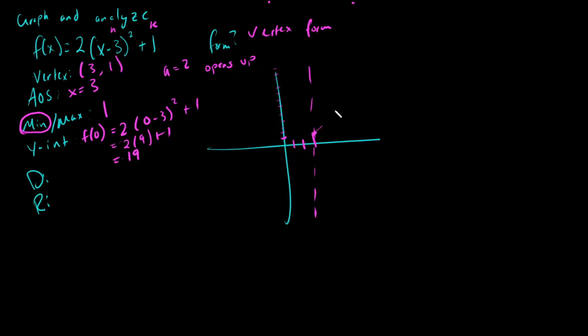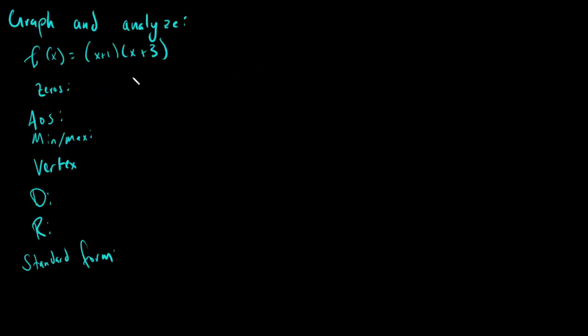But now we have 3 points. We can go ahead and graph the best that we can. Something like that. So domain, x is an element of the reals, and the range is y is greater than or equal to 1. So we got one more example. So we're going to graph and analyze this last one.